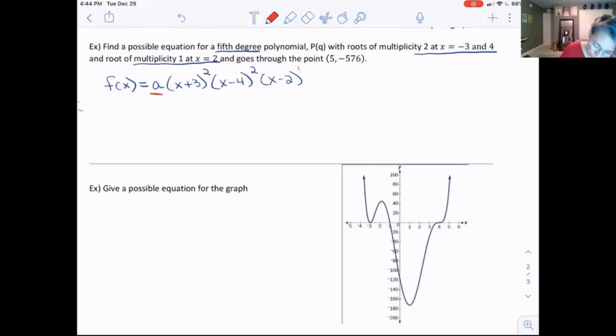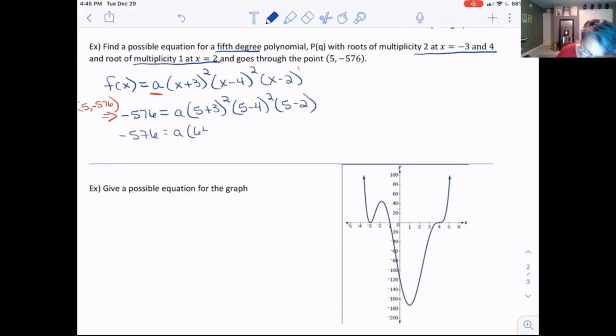So we're going to use our point 5, -576. This time they didn't give us the y-intercept, but we can still use that point. So the y value is -576. We don't know the a, and our x's are 5. So 5 plus 3 squared, 5 minus 4 squared, 5 minus 2. So 8 squared is 64. 1 squared is 1. 5 minus 2 is 3. Equals 192 times a.